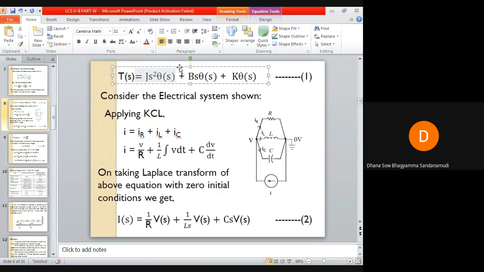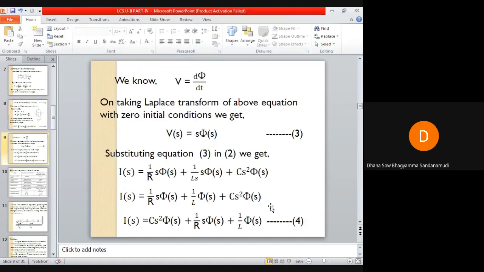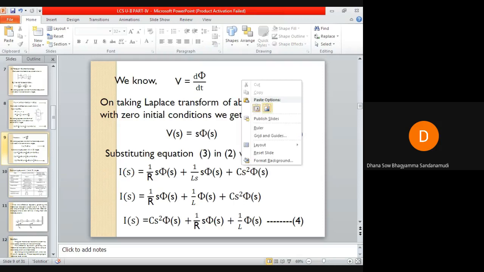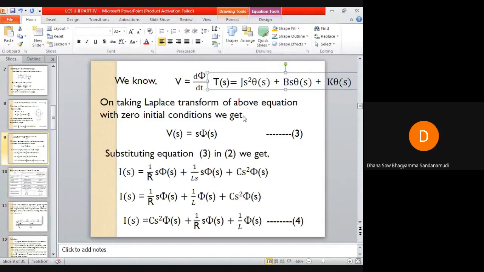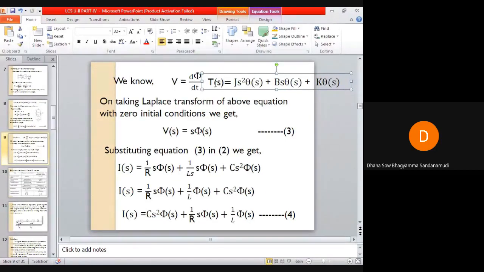I will copy this equation and write it here so that we can compare it. If you observe, T of s is analogous to I of s. T is analogous to J. Theta is analogous to phi. 1 by R is analogous to B, and 1 by L is analogous to K.